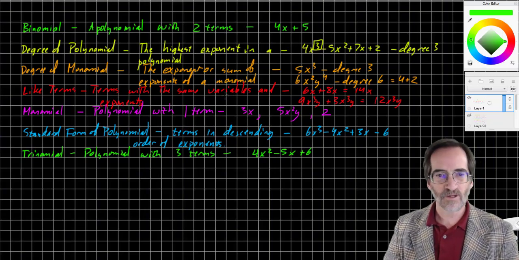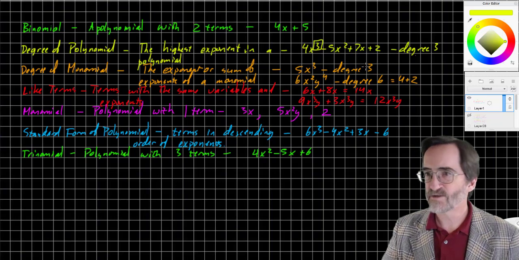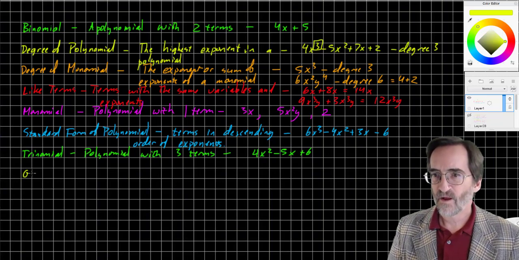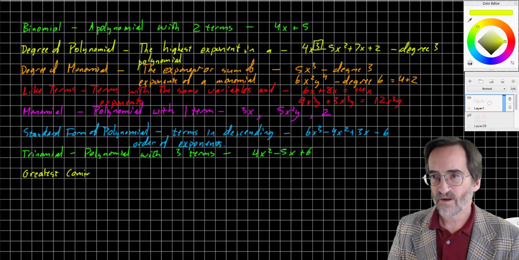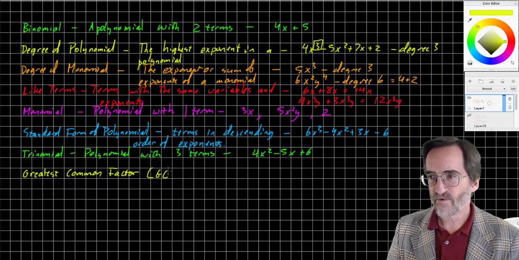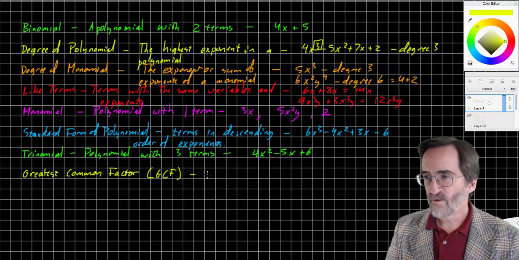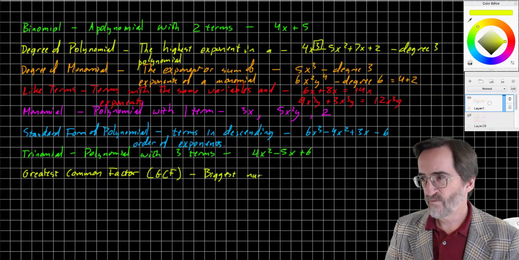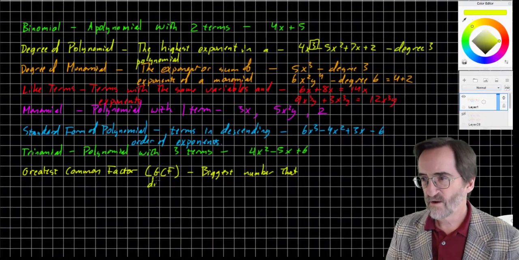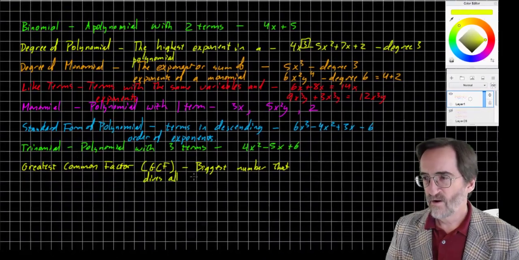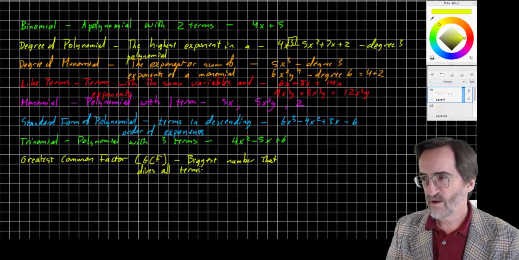We've already defined monomial and polynomial, but we haven't defined greatest common factor. Greatest common factor, also called the GCF. The biggest number that divides all terms evenly.